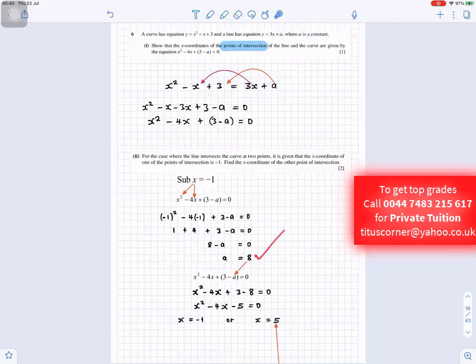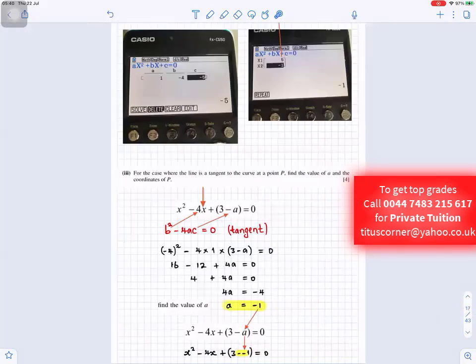So a is 8. Sub in the value for a, which is 8. So you've got x squared minus 4x plus 3 minus 8. 3 minus 8 is minus 5. And you factorize that or solve it, you get x equals minus 1 and x equals 5. You can do it using the calculator. Put 1, minus 4, minus 5 to get x is 5 and x is minus 1.